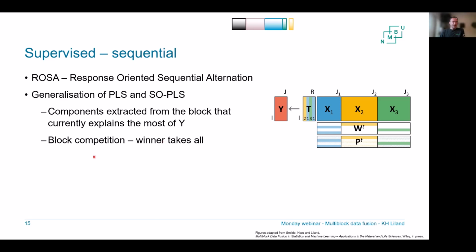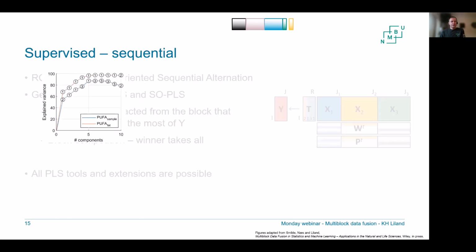Yeah, so block competition, winner takes all, pure scores here. And since this generalizes PLS, all the PLS tools and extensions are possible. We will do our plots, and we will do our predictions. We will do our cross-validations. All of that is just as we are used to.